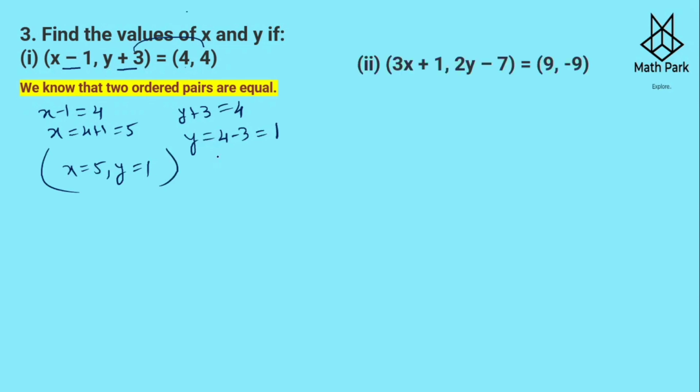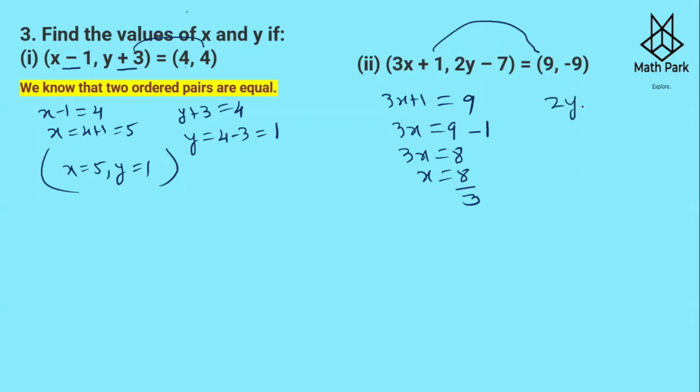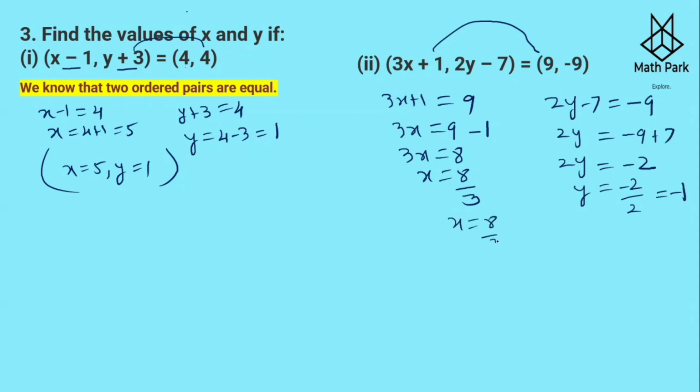The second part of this, again, we have 3x plus 1 is equal to 9. Solving this, you get 3x is equal to 9 minus 1, so 3x is equal to 8, so x is equal to 8 by 3. And if you have 2y minus 7 is equal to minus 9, so 2y is equal to minus 9 plus 7, 2y is equal to minus 2, so y is equal to minus 2 by 2, which is minus 1. So this is how you have x is equal to 8 by 3 and y is equal to minus 1.